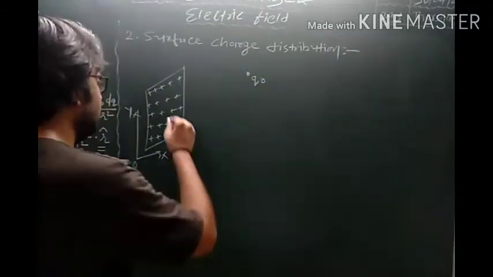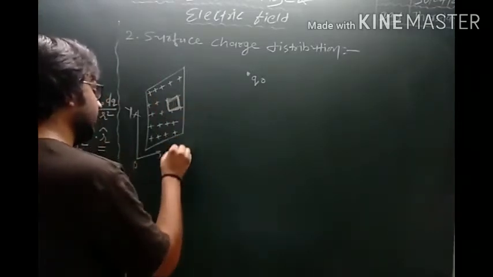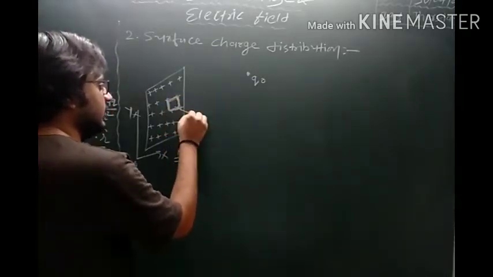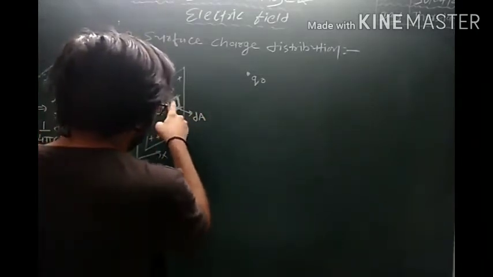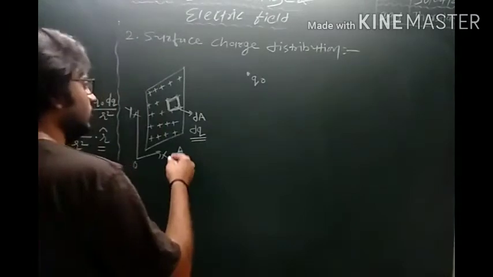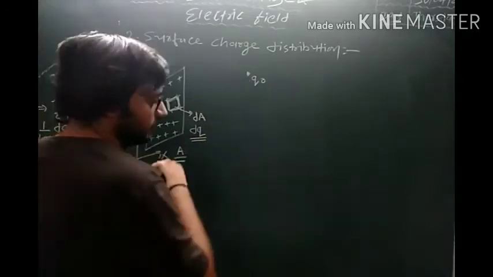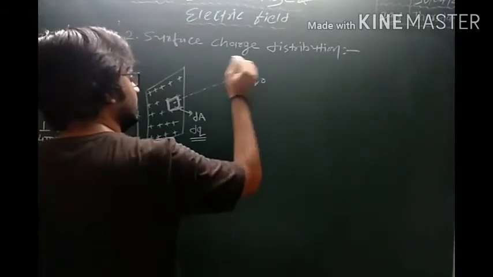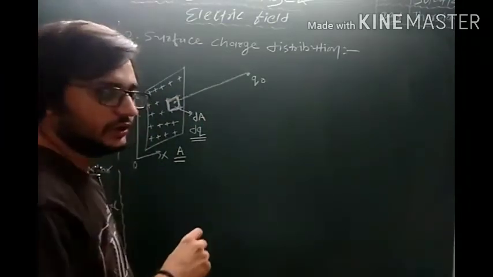First of all we take a small unit area. This total area is capital A. Now we take a small unit area, which is nothing but dA, and the charge distributed in this small area is suppose dq, which is very small. So due to this charge the force exerted on q naught is given by, suppose we take one line from this unit area.